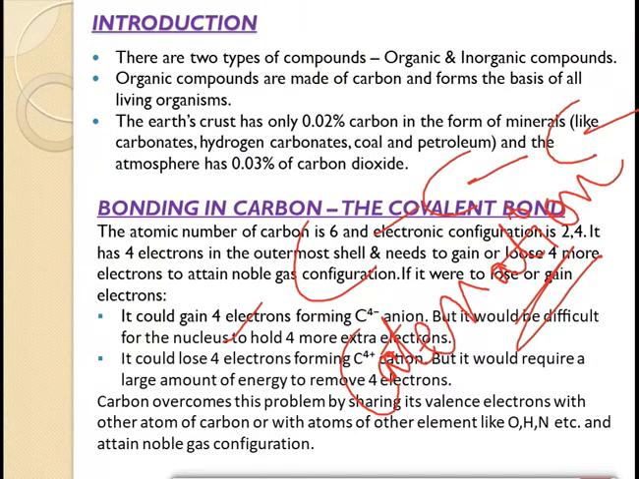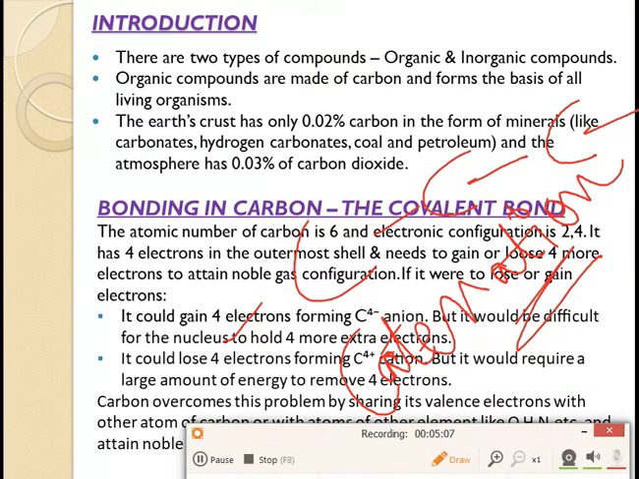Catenation is a property of carbon by which it can link with itself to form long chains, rings or branch like structures. Okay, this is also one of the most important properties of carbon, because of which it is different from the other elements.